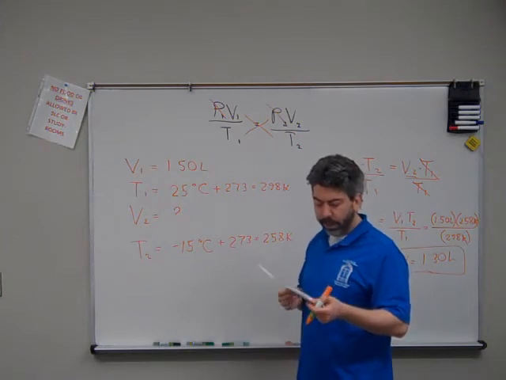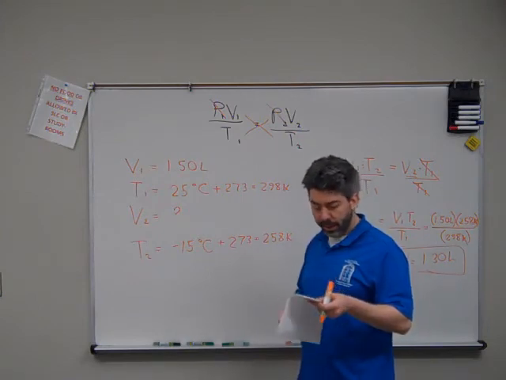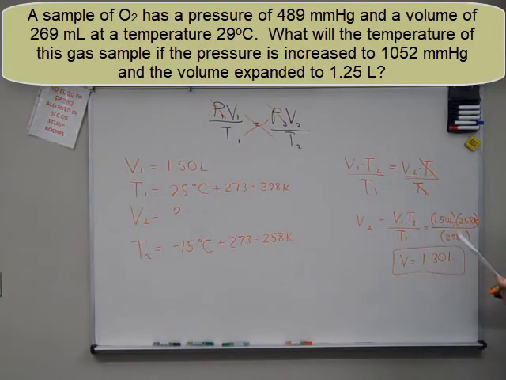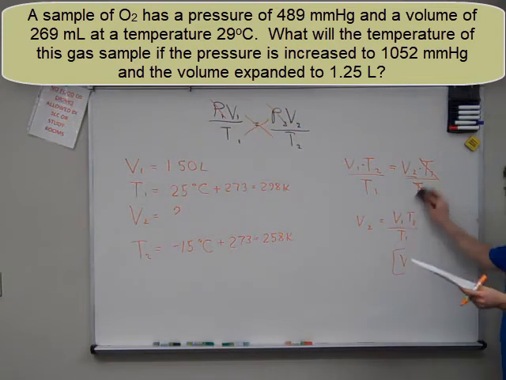Alright, let's go ahead and skip ahead to problem 3 of the gas laws. It says, a sample of oxygen has a pressure of 489 millimeters of mercury and a volume of 269 milliliters at a temperature of 29 degrees Celsius. What will the temperature of the gas sample be if the pressure is increased to 1,052 millimeters of mercury and the volume is expanded to 1.25 liters?